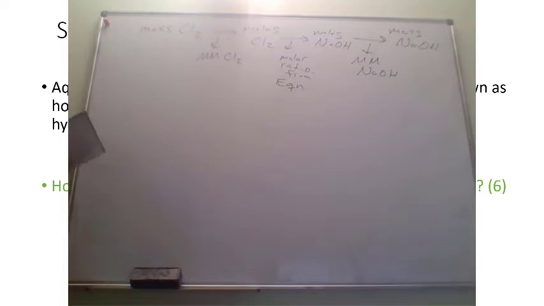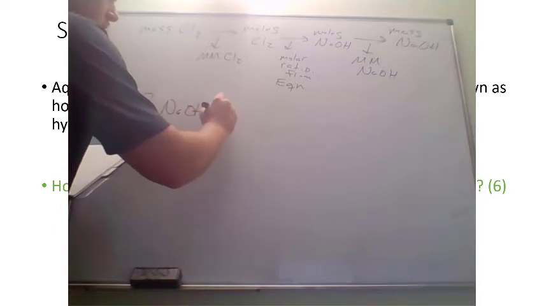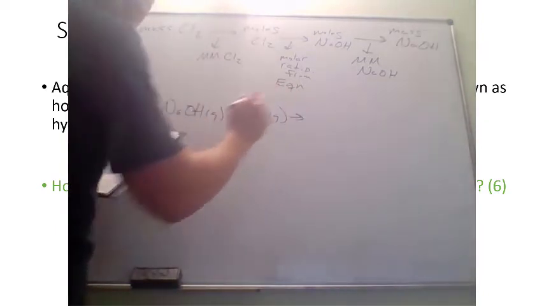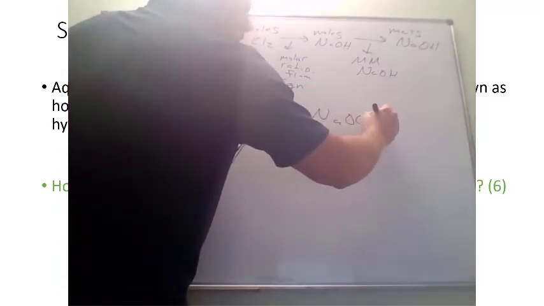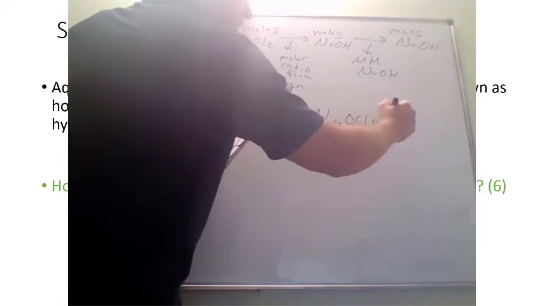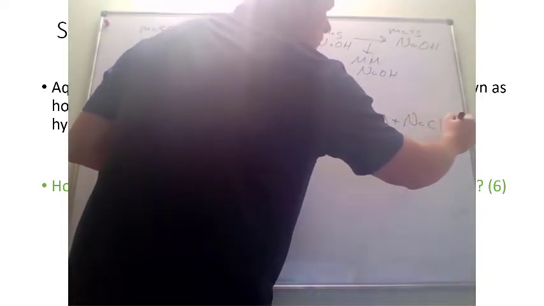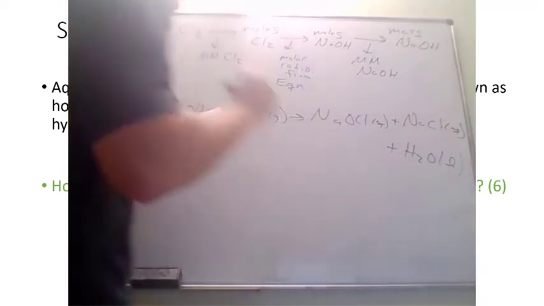Okay, so if we take a look at our chemical equation here, we have 2 NaOH aqueous plus Cl2 gas is going to yield NaOCl aqueous plus NaCl, which is aqueous, plus H2O, which is liquid.